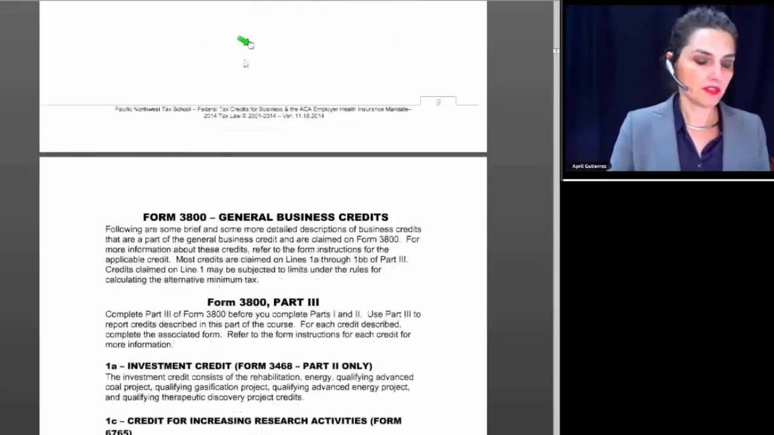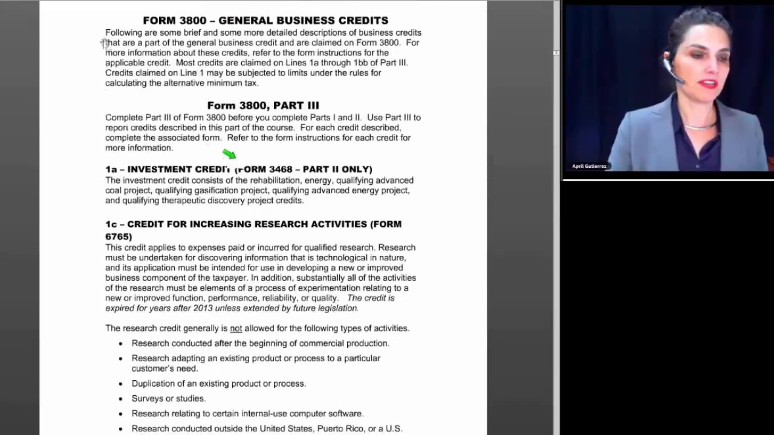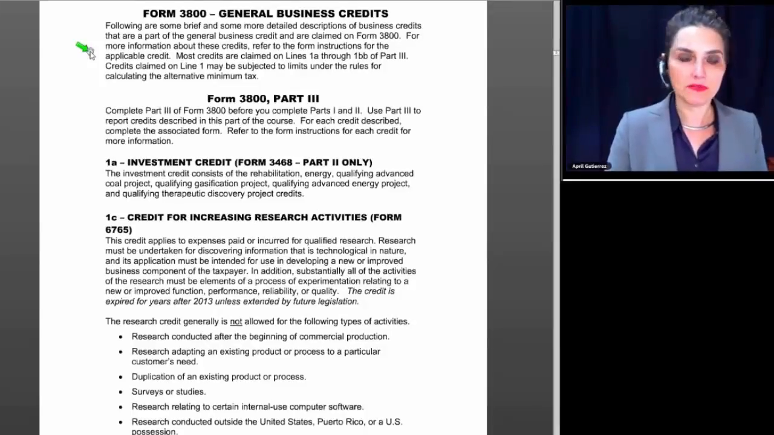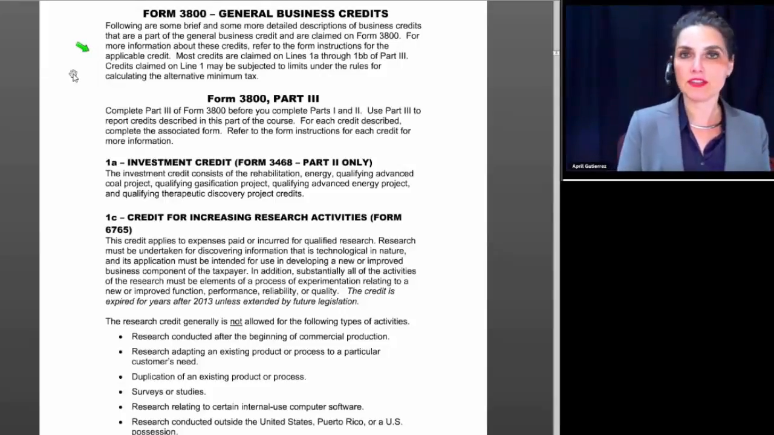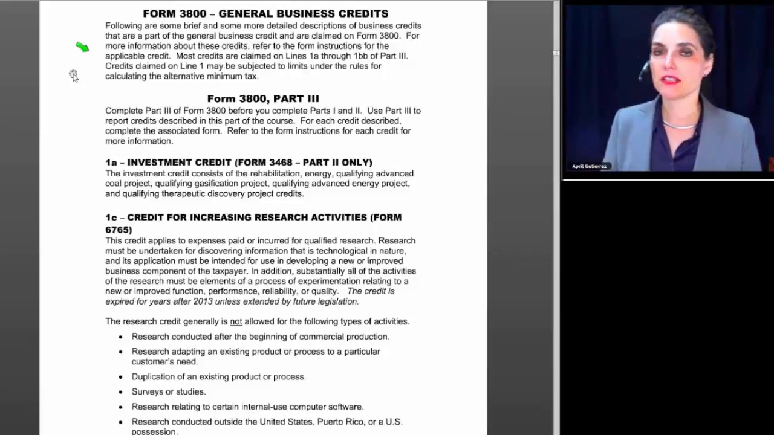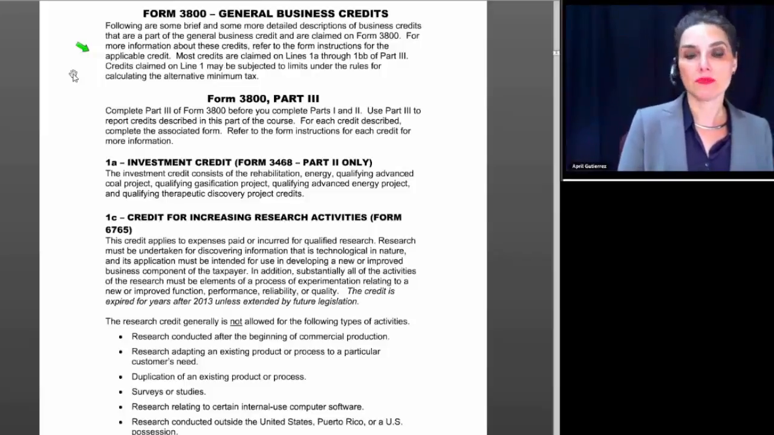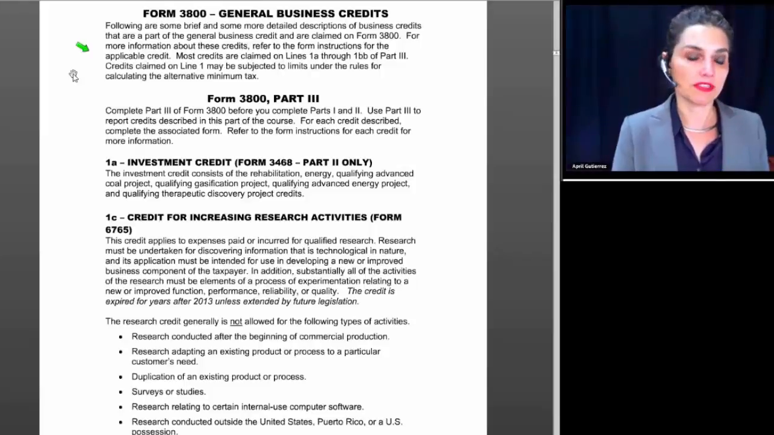Let's move on to Form 3800 General Business Credits and start talking about those specific credits in the order that they appear on the form. Following are some brief and more detailed descriptions of the general business credit forms. And all of these credits that I'm about to discuss appear on Form 3800. At the very end of today's class, we're actually going to talk about another type of credit that is not claimed on Form 3800, and it is a refundable credit. But all of the non-refundable credits that I'm going to talk with you about today are claimed on Form 3800.